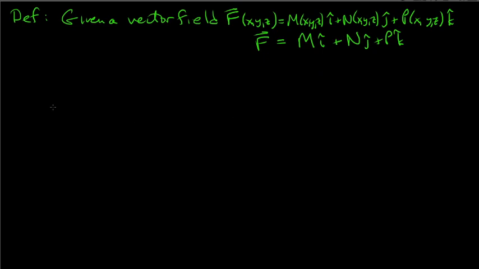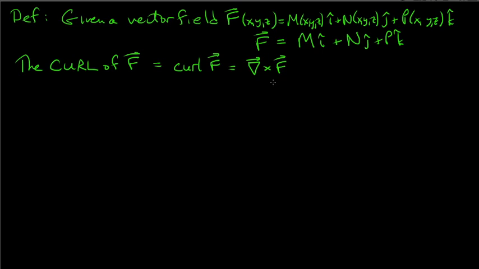Okay, so here's the definition. We're going to define something called the curl of the vector field F, and we can write that as curl of F. But it turns out it's going to be related to this del symbol, this nabla symbol. It's del cross F, the cross product of del and F.